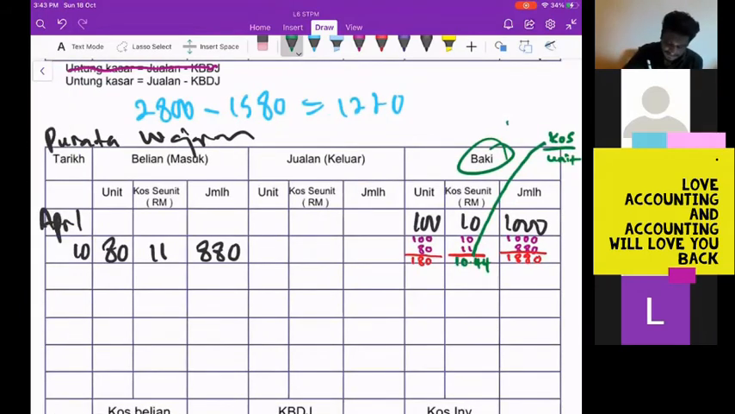Now I sell on the 18. On the 18 saya jual. Saya jual 90 unit. How much is 1 unit? Which one do you take, the 10 ringgit or 11 ringgit or 10 ringgit 44 cent? 10.44. That's why we calculate the average. So 90 times 10.44, 939.60. Very good.